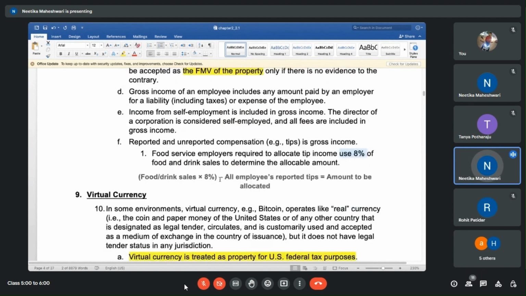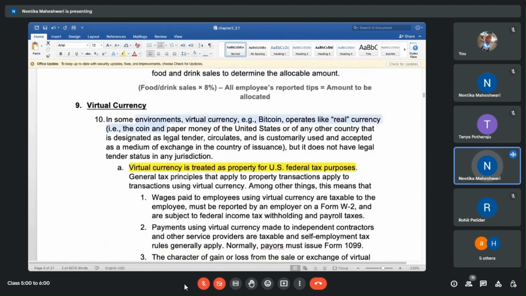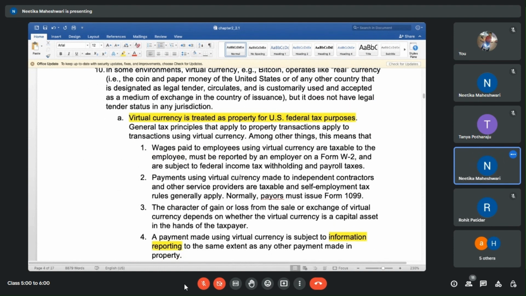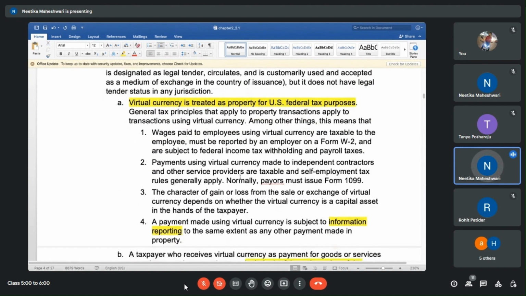Okay. Again, virtual currency, this is very, very common now. The cryptos, the Bitcoin and Ethereum, and all those, there are a lot of other different currencies which people are investing in, buying and selling. So again, they're treated as property for US federal purposes, and the simple capital gains rule will apply to them.